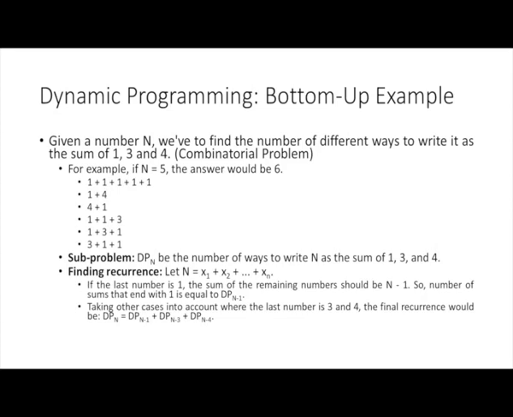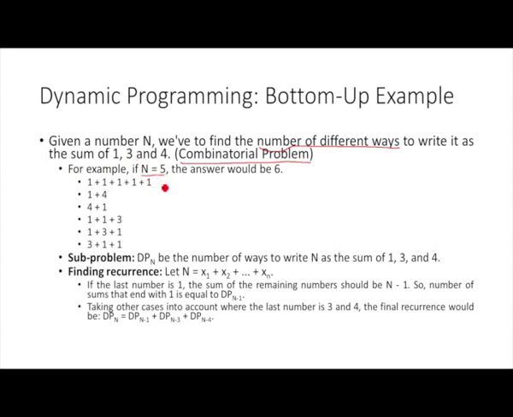Now, we have a problem wherein we are given a number n, and we need to find the number of different ways to write it as the sum of numbers 1, 3 and 4. So, obviously, it is a combinatorial problem. It's not an optimization problem. For example, if the value of n is taken to be equal to 5, the answer would be 6.